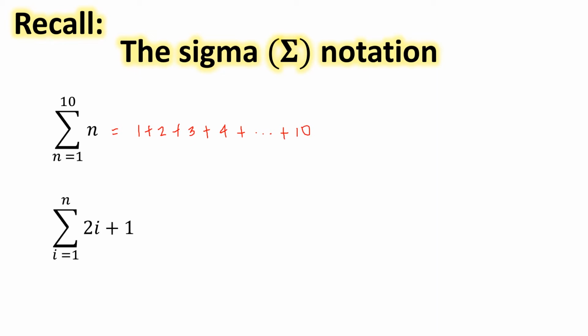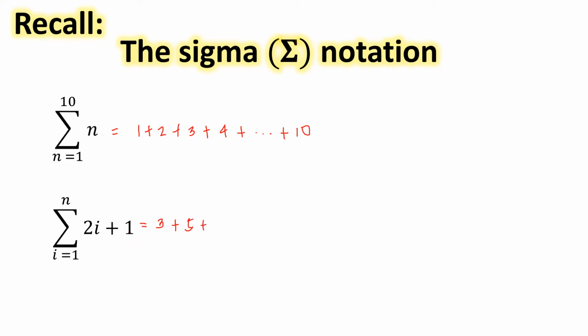Also, the summation notation 2i plus 1, where i is from 1 until n, can be written in such a way that the values of i from 1 until n are substituted to 2i plus 1. Hence, the first term will be 2 times 1, that's 2, plus 1, 3. The second term in the series will be, i is equal to 2, hence that is 2 times 2, 4, plus 1, 5.